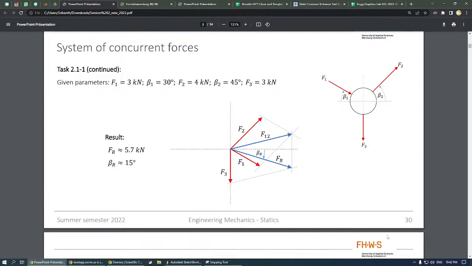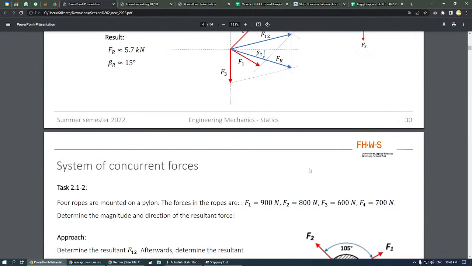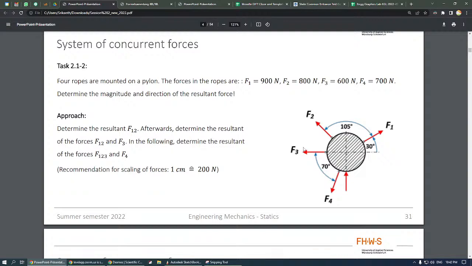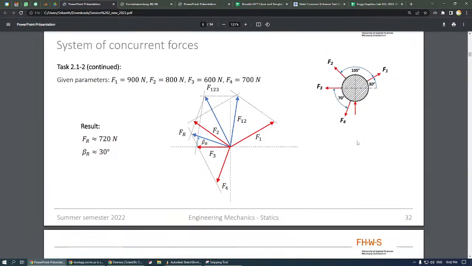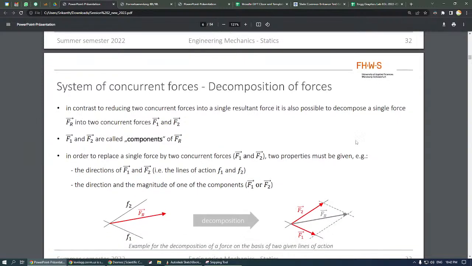Okay, sir. Okay, so here we have four forces, right? No, five forces, correct? Yes, sir. Sir, can we end the class? Oh, we'll end it. So tomorrow, same time.